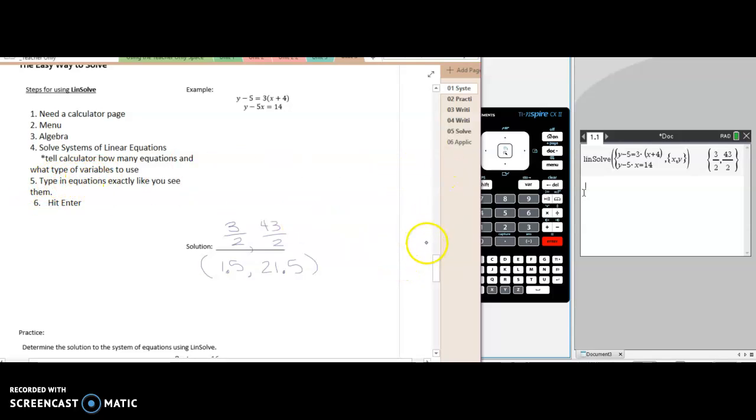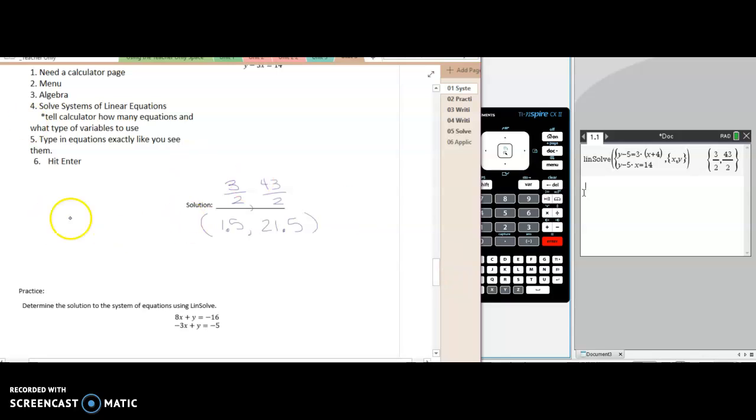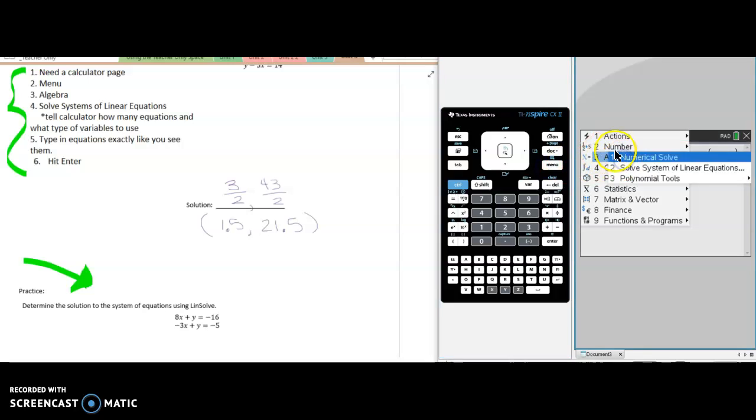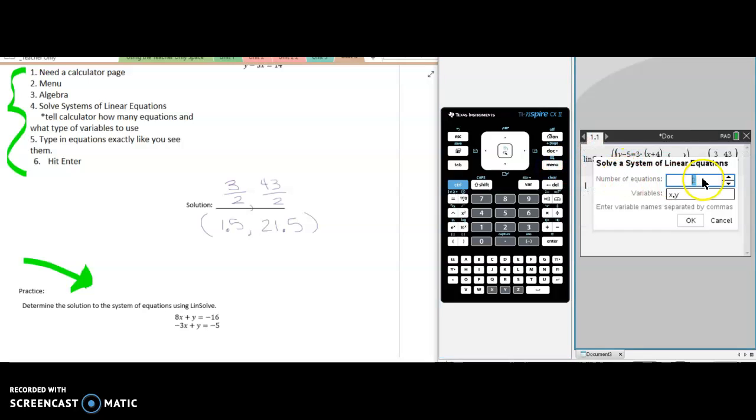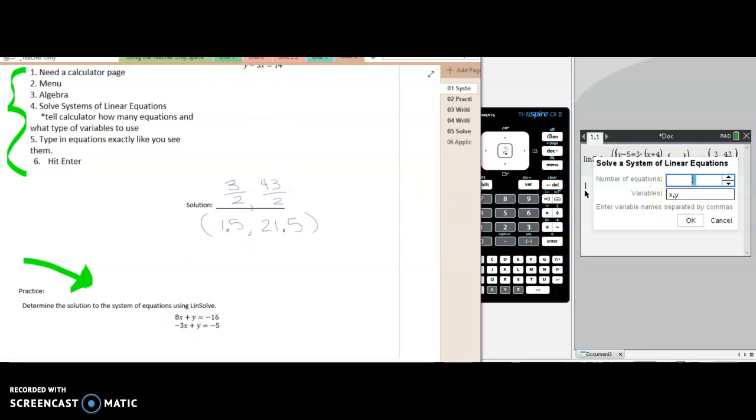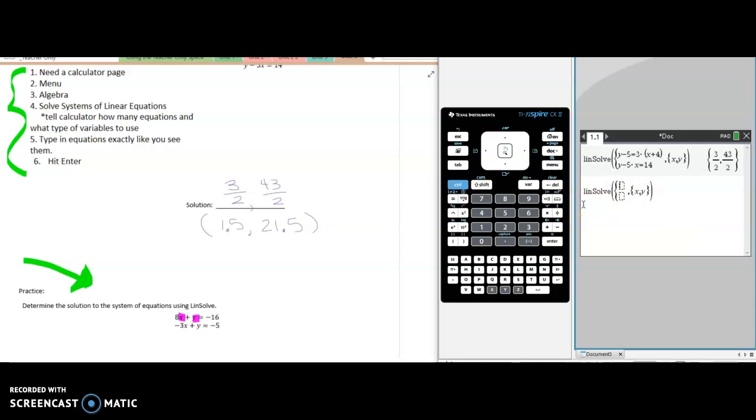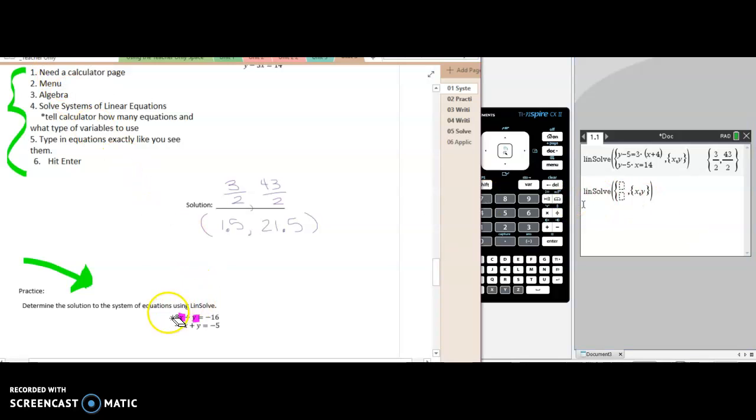All right, let's do it again. We're going to use these same steps right here to do this system of linear equations, okay? All right, so we're going to do menu, algebra, solve systems of linear equations. I have two. My variables are x and y. I have an x and y. Okay, so I'm going to leave that as x and y. All right, on the top, let me erase this so you can see it better.